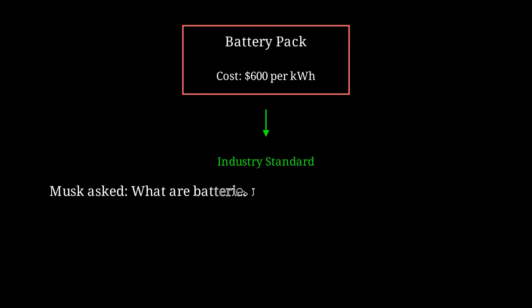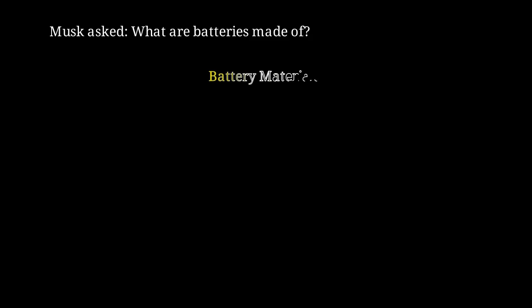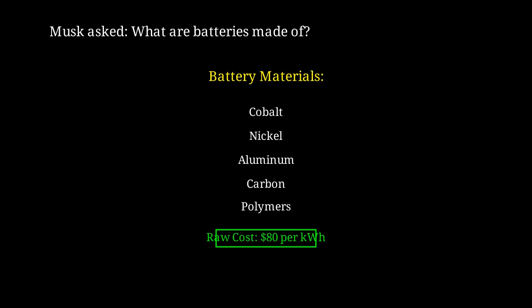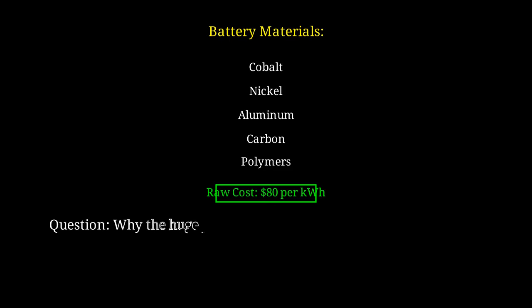But Musk asked a different question. What are batteries actually made of? What are the fundamental materials? He broke it down to cobalt, nickel, aluminum, carbon, and polymers. When we look at the raw material costs on the London Metal Exchange, it's only about $80 per kilowatt hour. So the question becomes, why is there such a huge difference between $80 and $600?